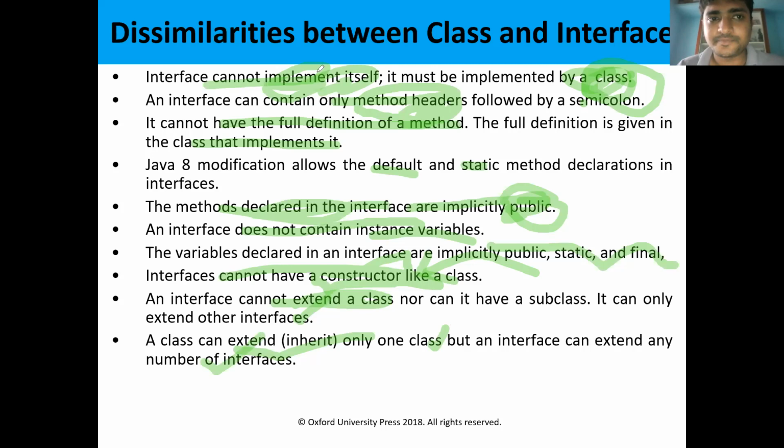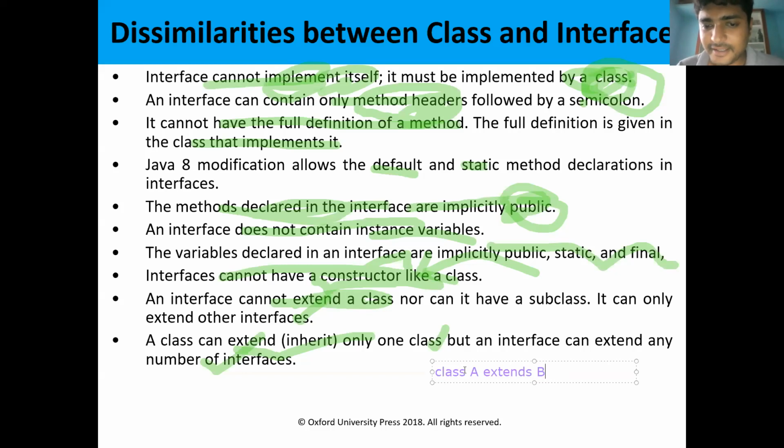For example, class A extends class B. A class can extend only a single class. We cannot extend two classes at a time, like B comma C. Multiple inheritance is not possible. That means a class can extend only one class at a time.